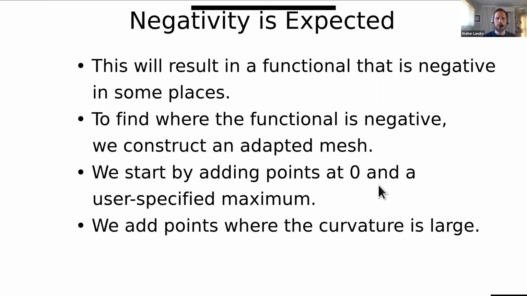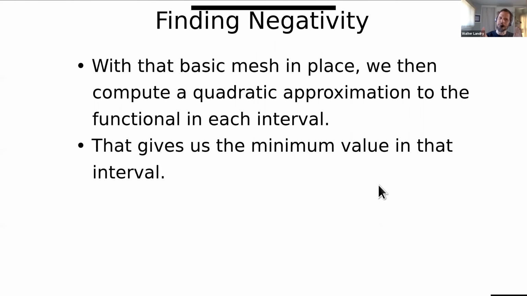To find out where, what we do is construct essentially an adapted mesh. We look at the function, and we add points essentially where the curvature is large, and large is a little fuzzy here. But wherever the function is varying a lot, we add points. Only where it's negative, or no, we haven't gotten to the negative part yet. This is just making sure that we capture all the variability. I see. Now, next thing is we find the negativity.